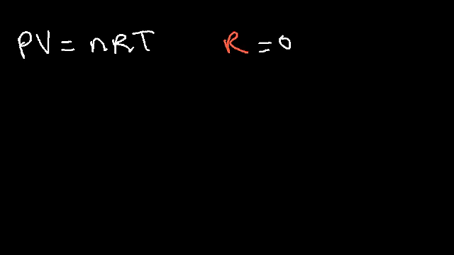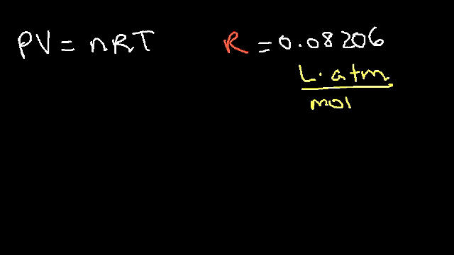Now, another equation that you'll encounter in chemistry is the ideal gas law equation. PV is equal to nRT. P is the pressure of the gas, V is the volume, n is the moles, R is the gas constant, which is equal to 0.08206. Now you need to pay attention to the units here. It's liters times ATM over moles times Kelvin.